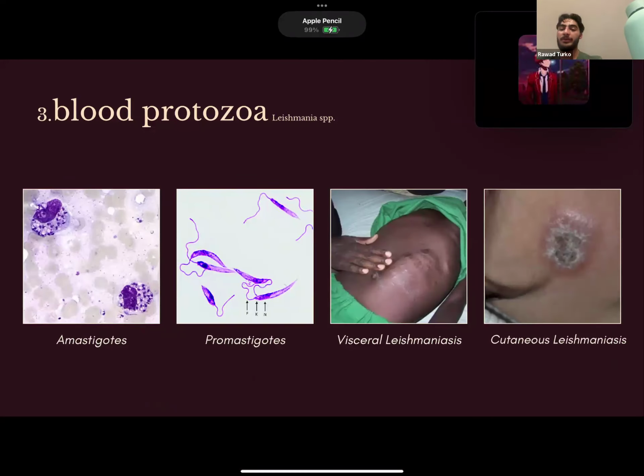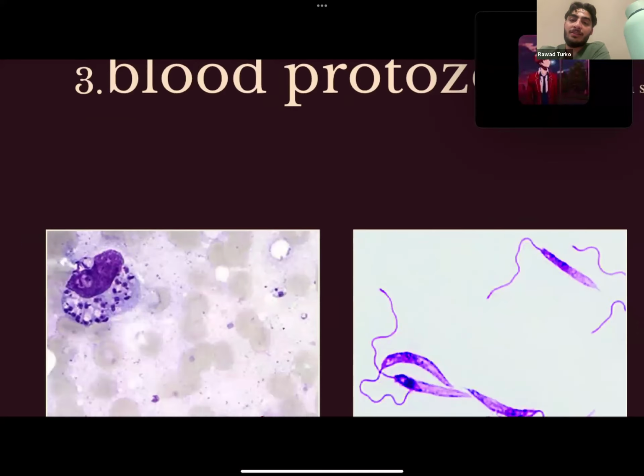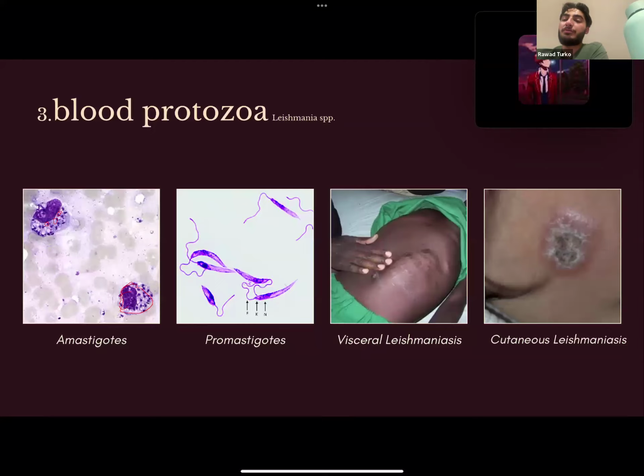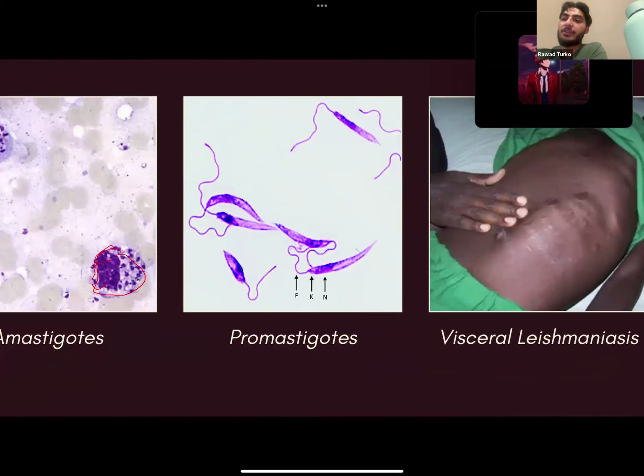Okay, so these are what they look like. These are the amastigotes. You can see this is a mononuclear cell, a macrophage, by the single nucleus. And these little things inside are the parasites, the amastigotes. Okay, these are the promastigotes. Again, they're mastigotes because they have the flagella.